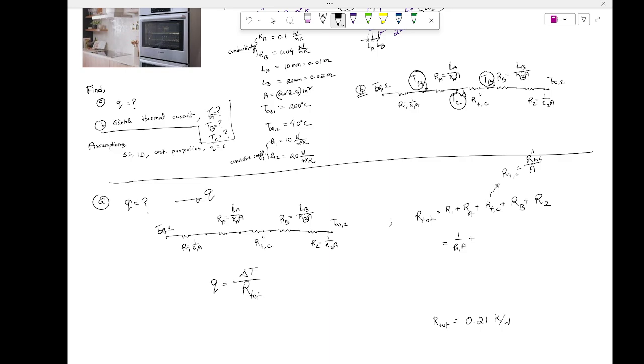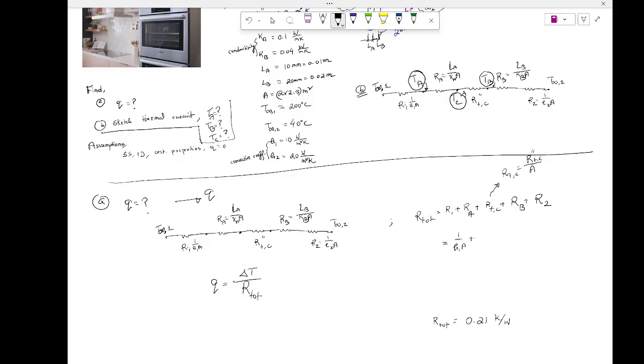Any luck with the value? 0.21 Kelvin per watt. David, you got the value? You got it, Amjad? Okay, for those who are going a little faster, let me give the Q value. The Q value I have is 762 kilowatt. Okay, David, you are done.